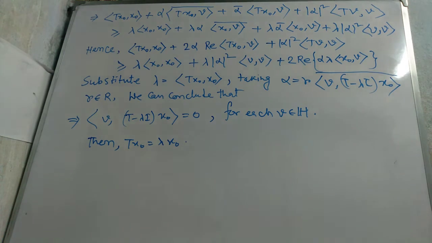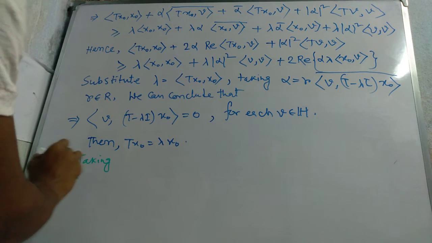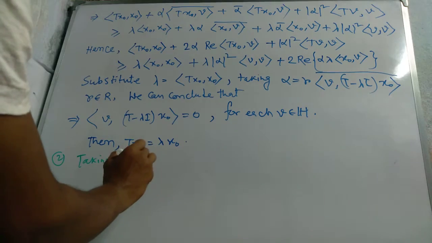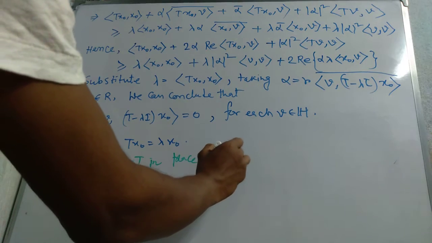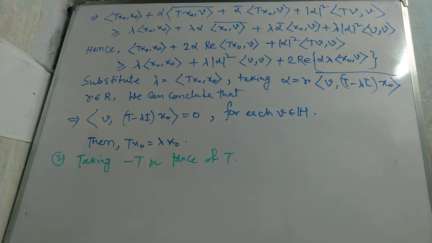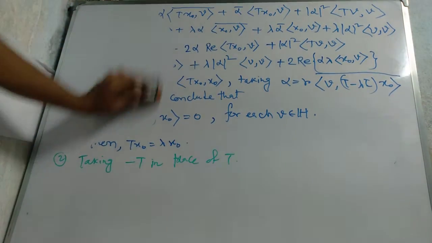Then we are going to prove the other one. How do we get this one? Just taking minus T in place of T, and we also get this second proof. Okay, so now we erase this whole portion and go to another theorem.